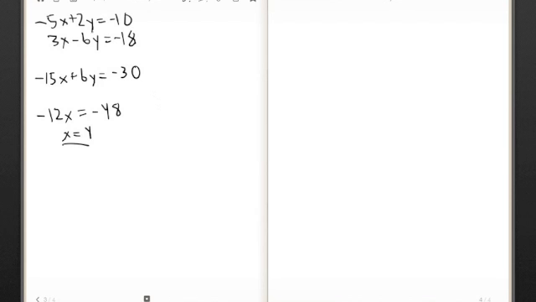Now for y, let's pick any equation. Let's use this one, we can say 3 times x of 4 minus 6y equals negative 18. And we will solve this.